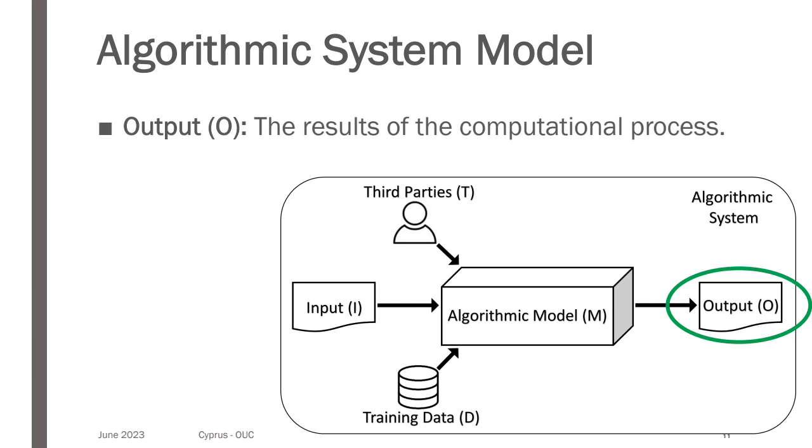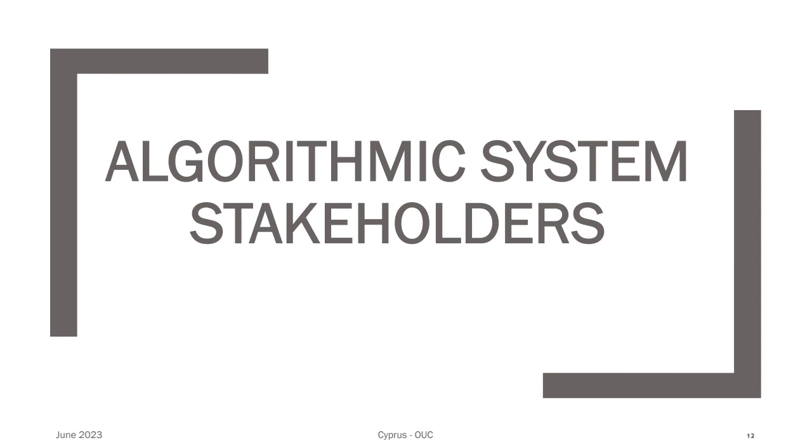Finally, there is the output that is actually impacted by all the previous steps. The algorithm that has been trained, configured, the input data that has been provided, and eventually there is an output. There is a result of the computational process which has been performed. So now we have seen the schematic and simple description or illustration of an algorithmic system.